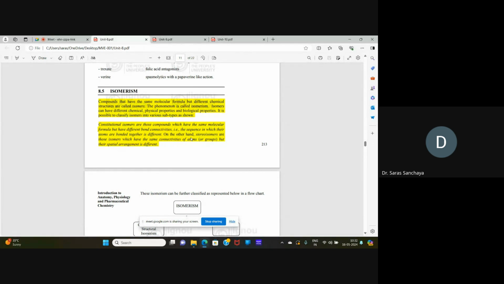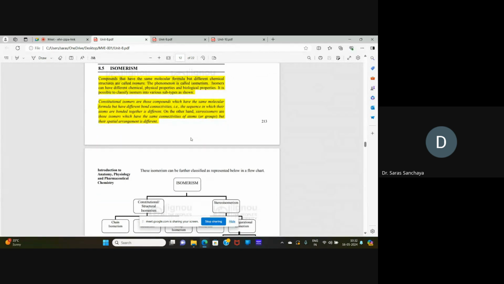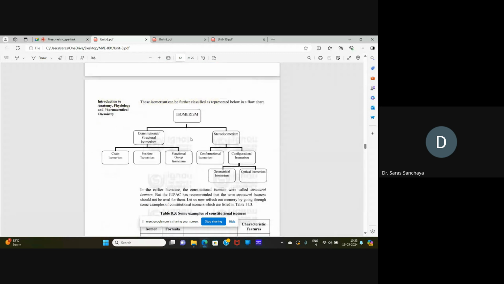It is possible to classify isomers into various subtypes as shown. Constitutional isomers are those compounds which have same molecular formula but have different bond connectivities. The sequence in which their atoms are bonded together is different. On the other hand, stereoisomers are those isomers which have the same connectivities of atoms but the spatial arrangement is different. So, according to this, constitutional isomerism can be further divided into chain isomerism, position isomerism, and functional group isomerism.